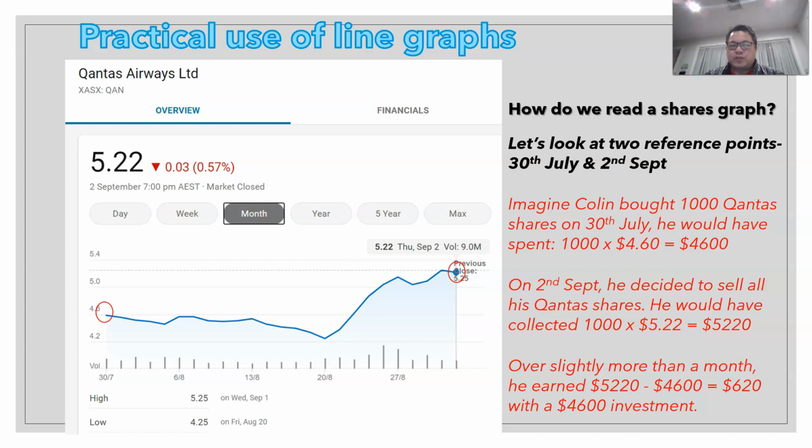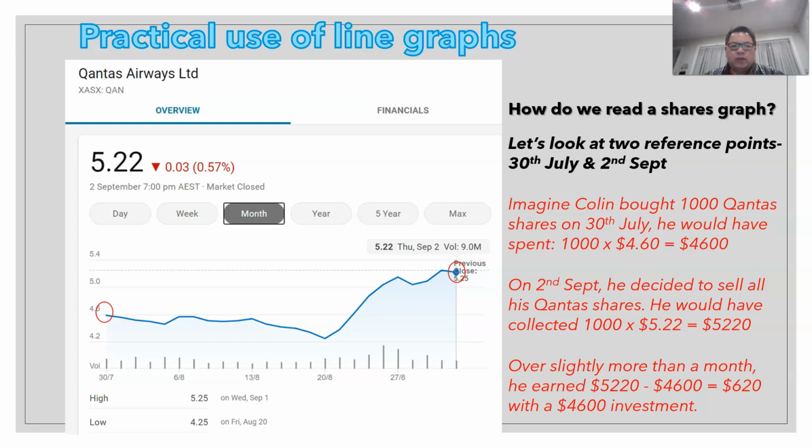But do take note that Mr. Leong is just using a very positive case. Shares can go up and down. So at $4.60, what happens if at the end of 1 month it drops to $3.50? It can also happen. So you do not invest in shares unless you really have a very good understanding of what's happening in the market.